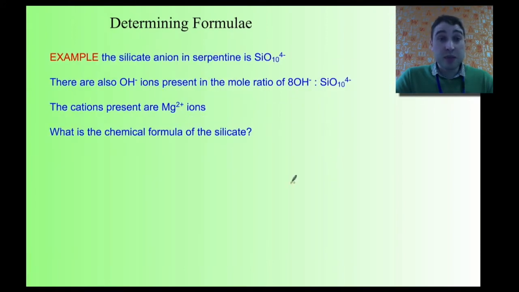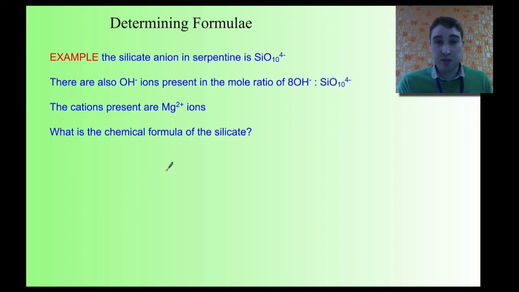So here's an example question. It says the silicate anion in serpentine is SiO10 4-. There are hydroxide ions present in a mole ratio of 8 hydroxides to 1 silicate ion, and the cations present are magnesium ions. Find out the formula of the silicate. So there's a little bit of work involved here.